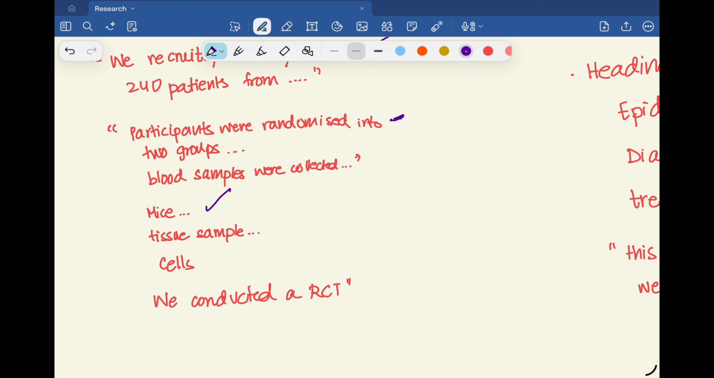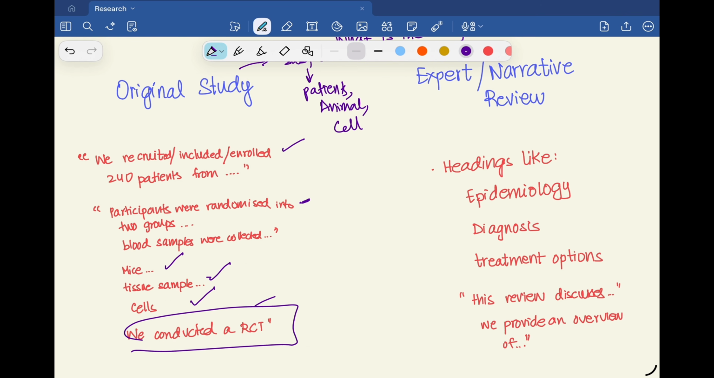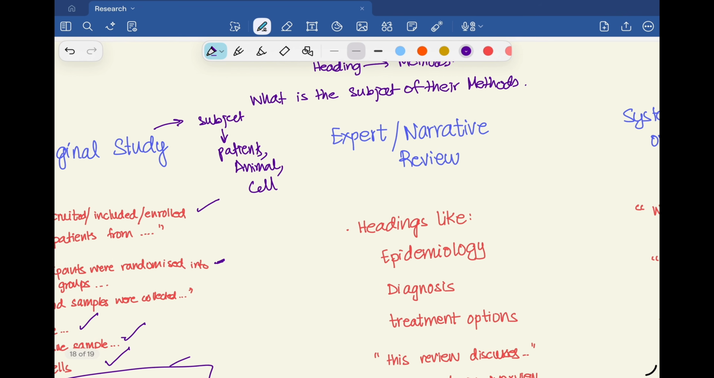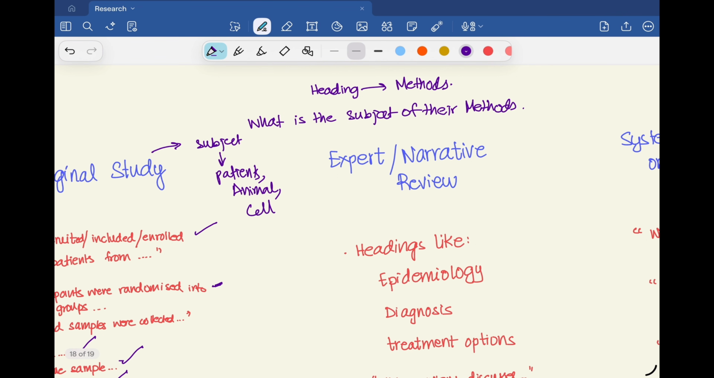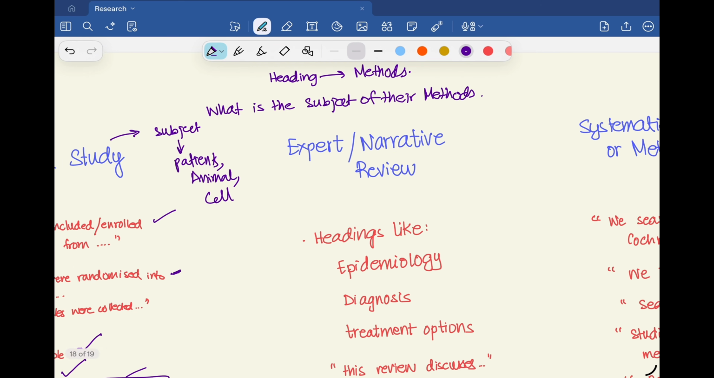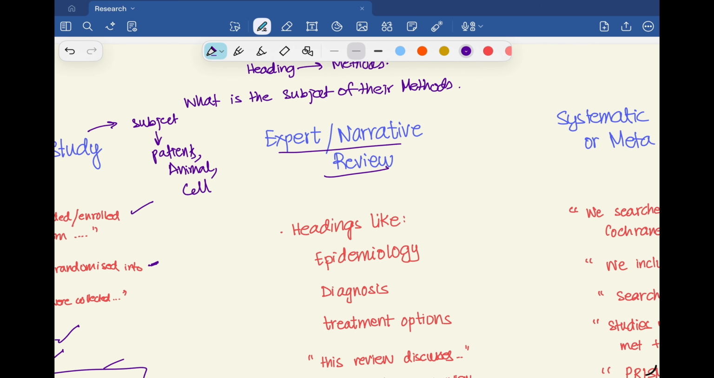So you're going to see maybe mice mentioned there if the study is about mice, or animal tissue samples, cells even, or experiments conducted in an RCT, something like that. So you would know that it's an original study. Okay, so that's how you're going to identify an original study using the method section, right? Now, as for the expert or narrative review, when you scroll down to find the method section, well, firstly, you're going to find none.